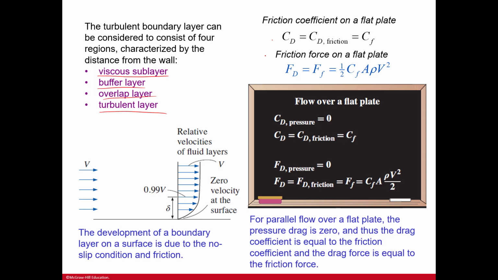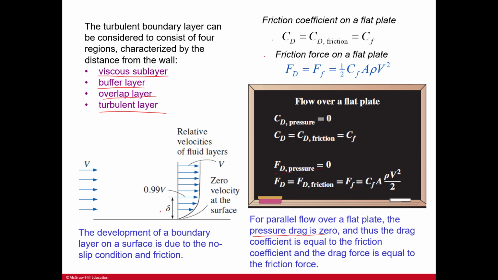So you have here friction force on a flat plate, flow over a flat plate, all of these things just showing you what can be equal to 0. We will go through these when we work through them, of course. And just a note here, for a parallel flow over a flat plate, the pressure drag is 0. And thus the drag coefficient is equal to the friction coefficient, and the drag force is equal to the friction force. So you'll see that when we work it.